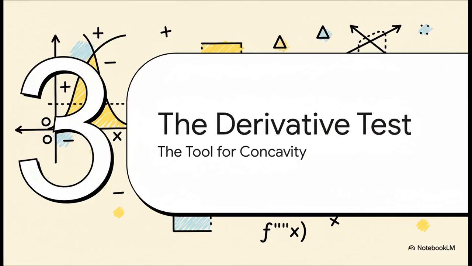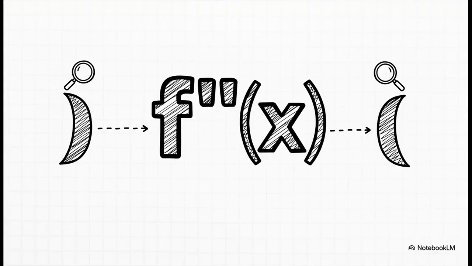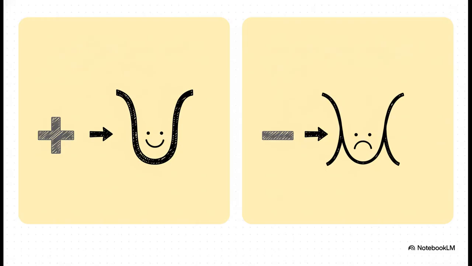Okay, so that whole bowl analogy is great, right? But let's be real. We can't just sit around drawing a million tangent lines to test a function. We need something way more powerful. And that tool is the second derivative test. The second derivative, f double prime, is basically our official shape detector. It measures the rate of change of the slope. And since we just defined concavity by how the slope is changing, this is literally the perfect tool for the job.